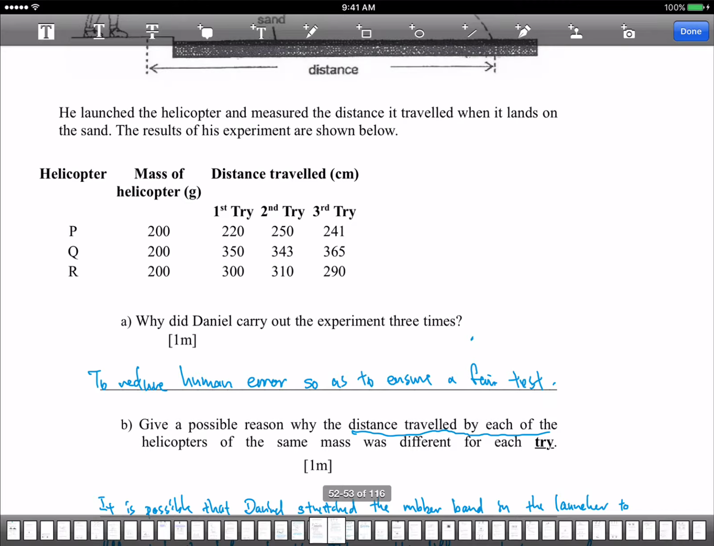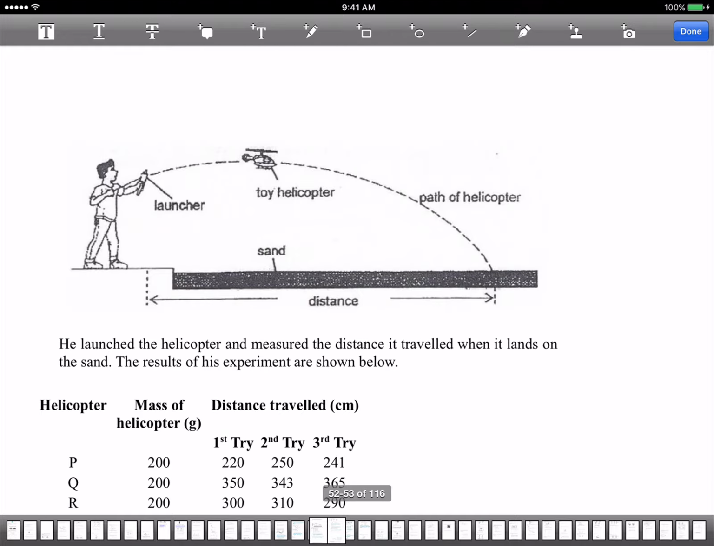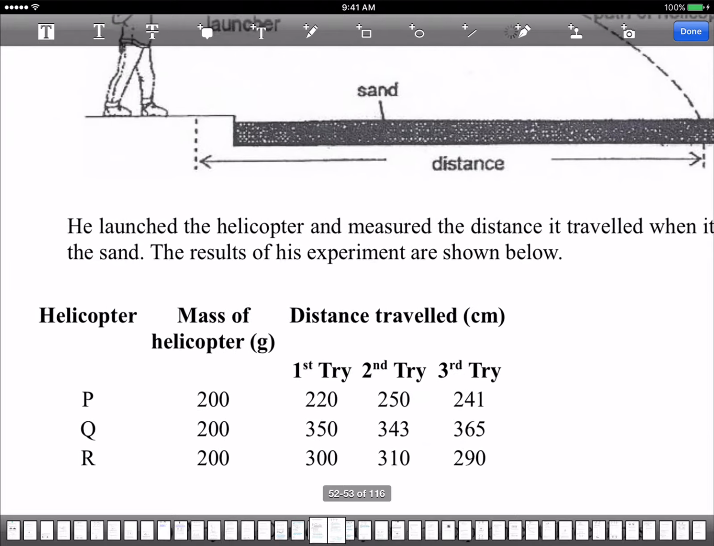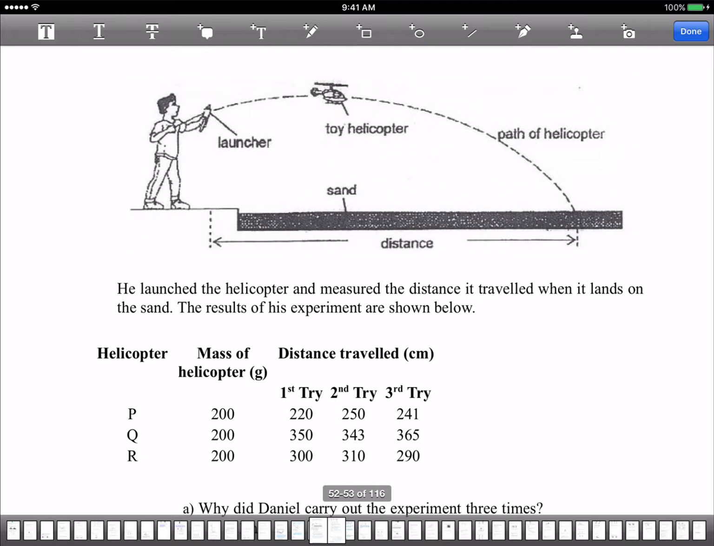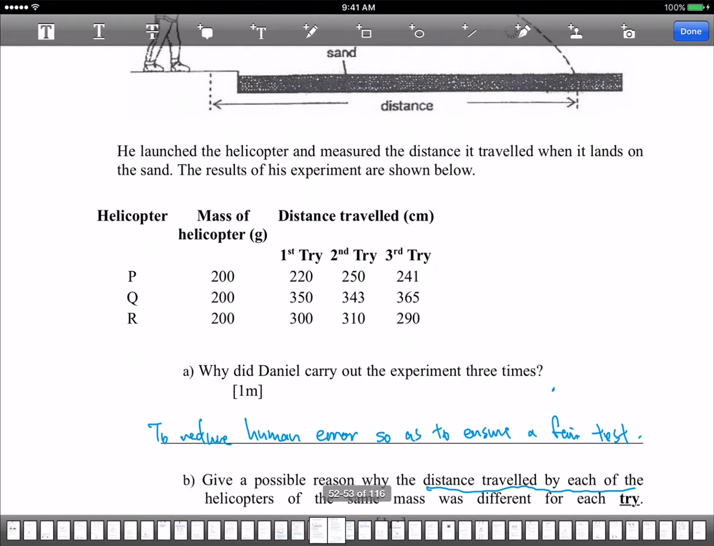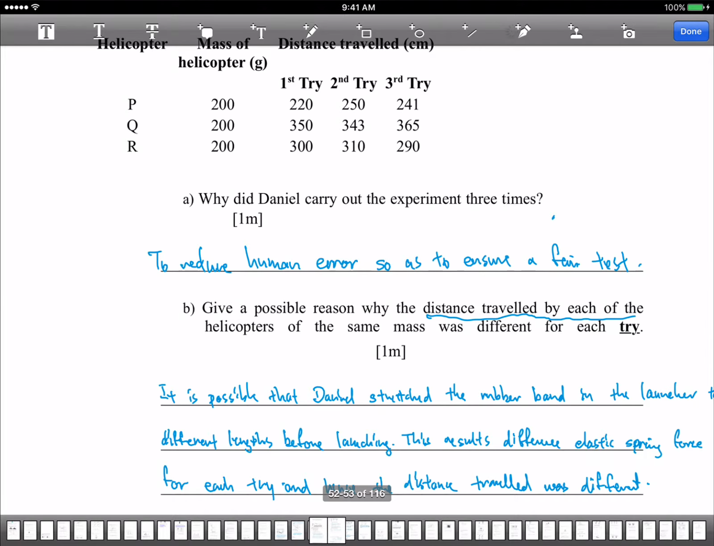So why was the distance traveled by each of the helicopters different for each try? How come, when the mass is the same, the result looks very weird? The result is all over the place. Why? What happened to him? Probably the wind blew it down. Yeah, could be wind.